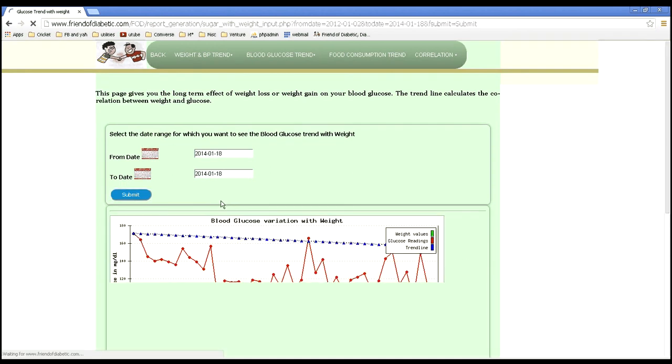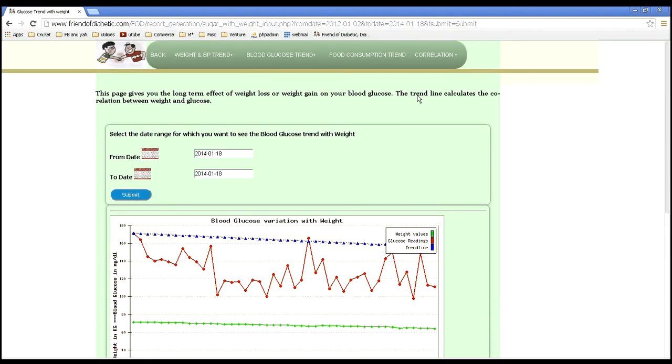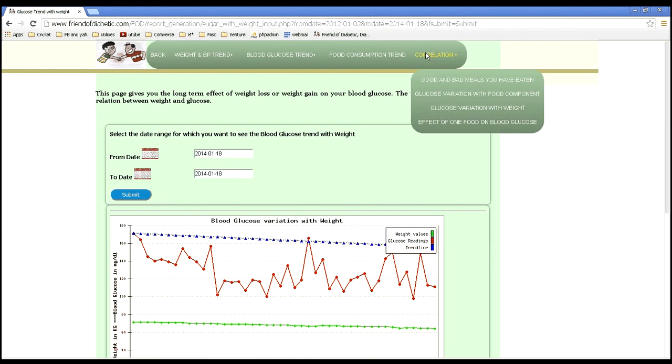and when I do a submit, what it does is it sees all the glucose readings across the date range, and it also sees the weight across those date ranges and finds a correlation which is indicated by the blue line. The only thing to be seen is if the blue line is going down, then the blood glucose control is improving with reduction of weight. So it gives you a direct correlation between weight reduction and improvement in your blood glucose control.